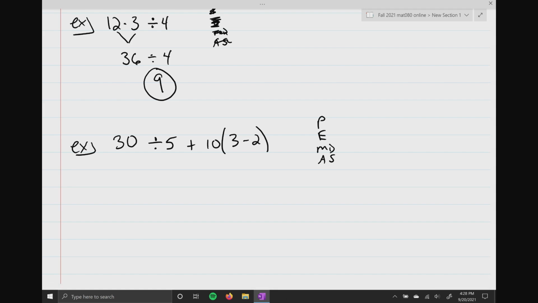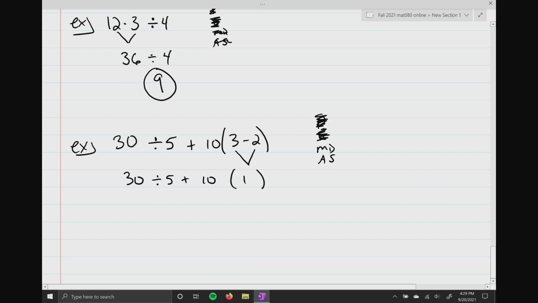So, do I see parentheses? The answer is yes, which means I need to subtract 3 minus 2. I rewrite everything exactly how it looks, except 3 minus 2 is going to be a 1. Now, parentheses are over. I do not see any exponents, so I could scratch that out.